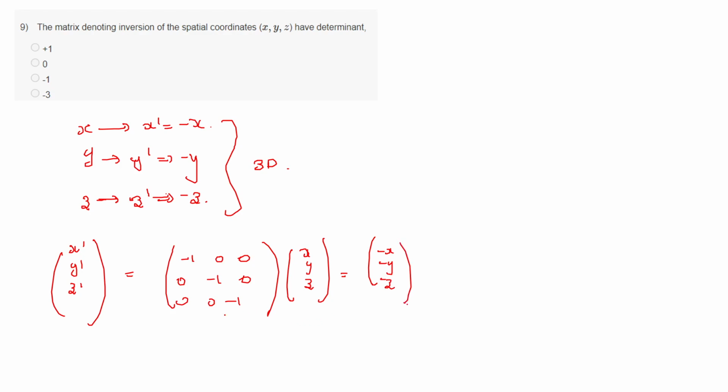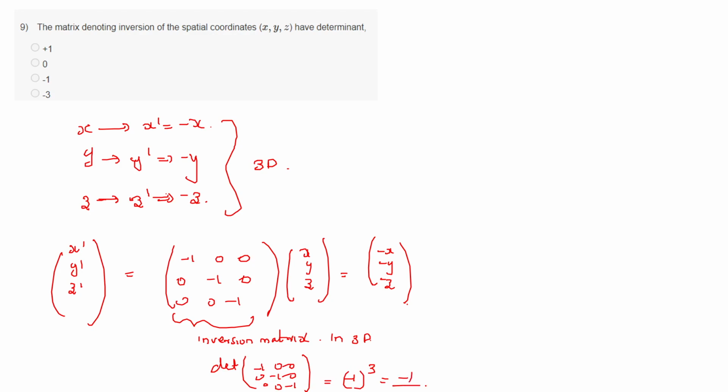So here this is the inversion matrix in 3D. The determinant of this matrix, minus 1 0 0, 0 minus 1 0, 0 0 minus 1, will be minus 1 whole cube, that is minus 1. So the answer will be minus 1.